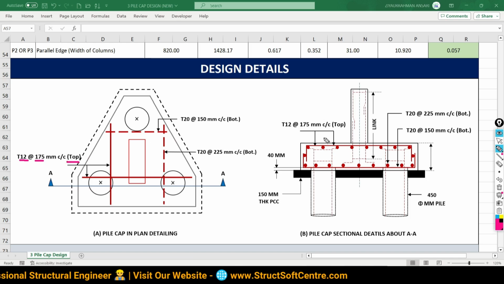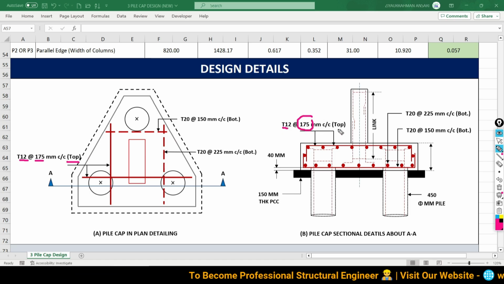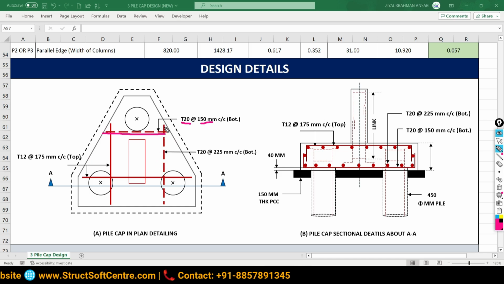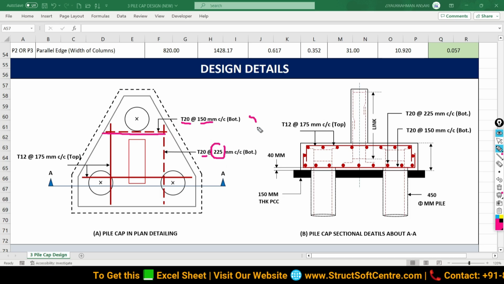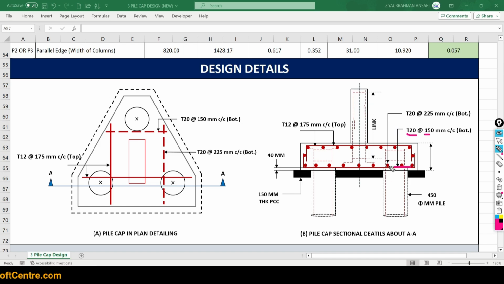In the sectional elevation you will also find the same thing: 12 mm diameter bar at a spacing of 175 mm center to center as top. Likewise, the bottom reinforcement shown by the dash line: along the parallel direction, 20 mm diameter bar at a spacing of 150 mm center to center, and along the perpendicular direction, 20 mm diameter bar at a spacing of 225 mm center to center. Both are the bottom reinforcement. In the sectional elevation you can find the same: bottom reinforcement along the parallel direction as 20 at 150 mm center to center, along the perpendicular direction 20 at 225 mm center to center.